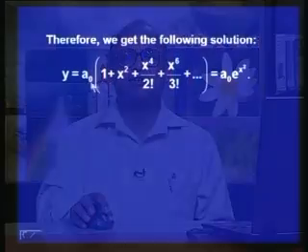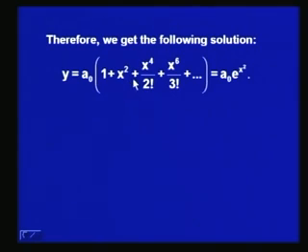Thus, we get the solution of the differential equation as y = a0(1 + x² + x⁴/2! + x⁶/3! + and so on), and we can see that the series inside the brackets is the expansion of the function e to the power x², and so we can write the right hand side as a0 e^(x²).